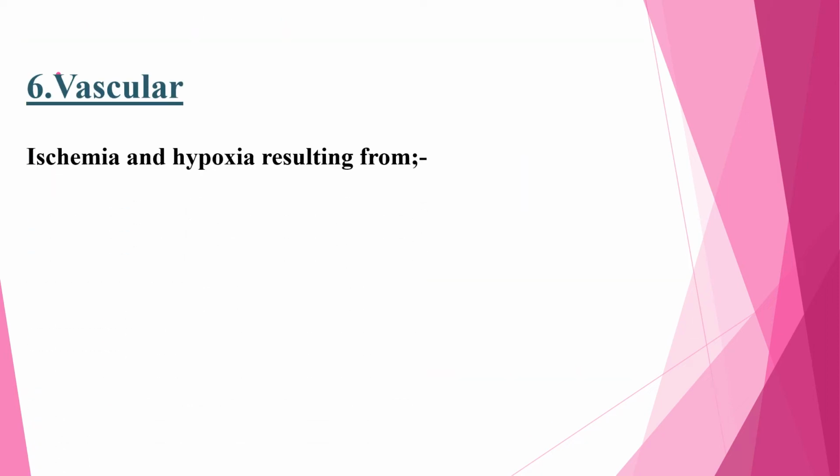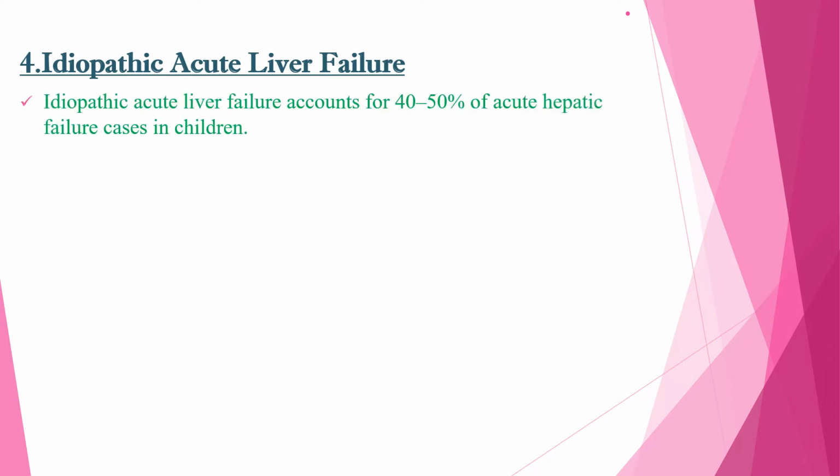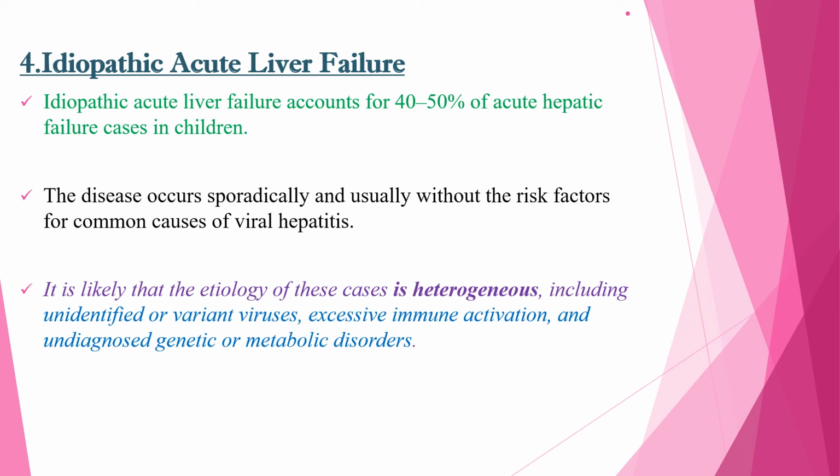The other is vascular ischemia and hypoxia resulting from hepatic vascular occlusion, severe heart failure, cyanotic congenital heart disease, or circulatory shock, which can produce liver failure. The others are idiopathic acute liver failure. Idiopathic acute liver failure accounts for 40 to 50% of acute hepatic failure cases in children. The disease occurs sporadically and usually without the risk factors for common causes of viral hepatitis. It is likely that the etiology of these cases is heterogeneous, including unidentified or variant viruses, excessive immune activation, or undiagnosed genetic or metabolic disorders.